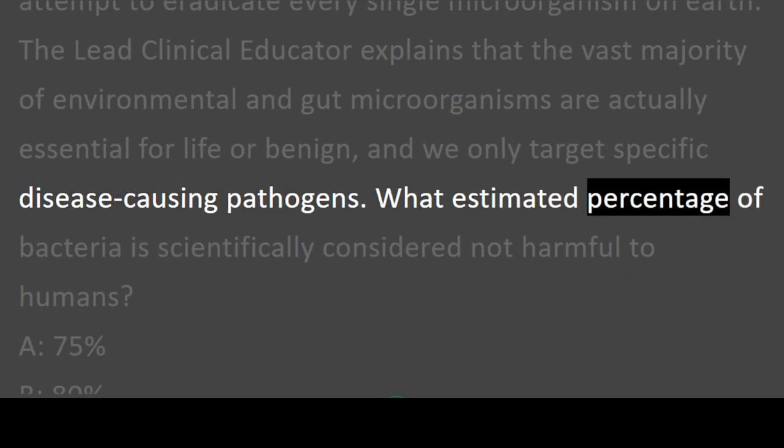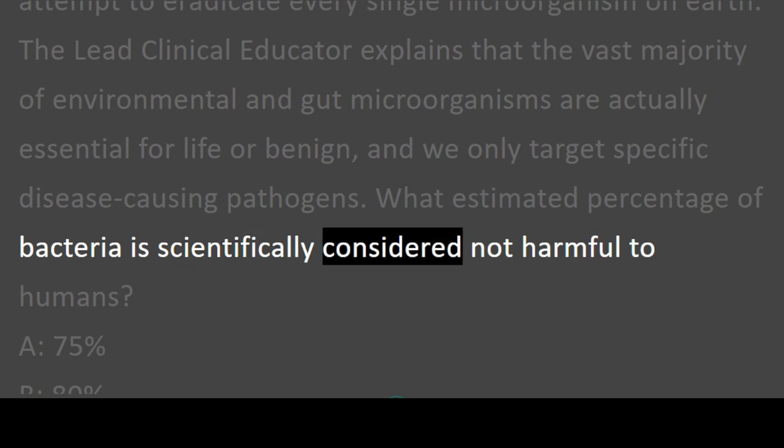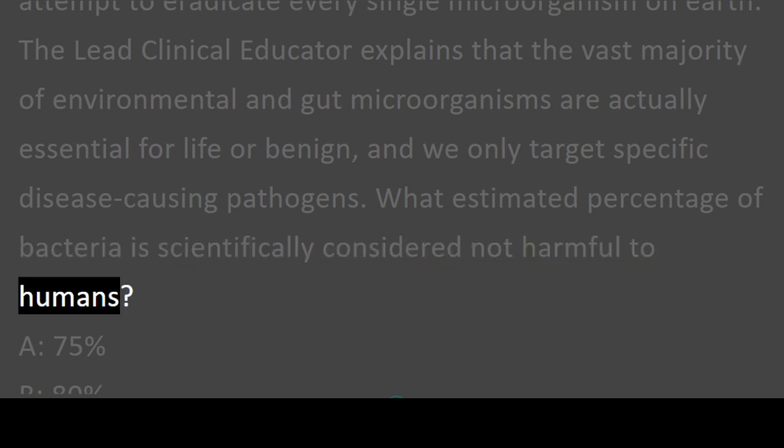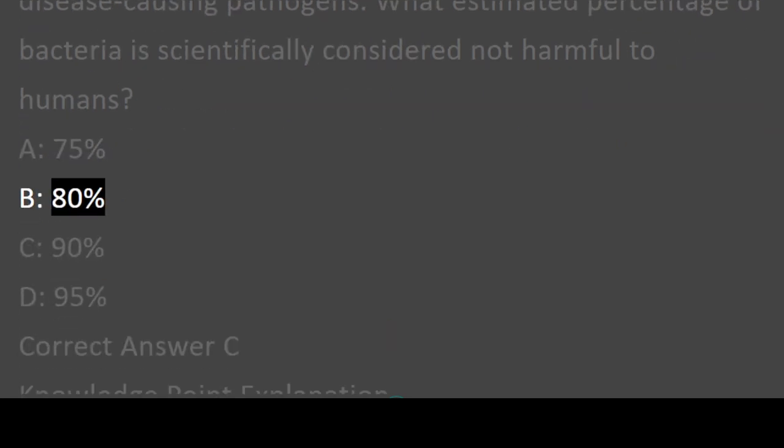What estimated percentage of bacteria is scientifically considered not harmful to humans? A. 75%. B. 80%. C. 90%. D. 95%. Correct answer C.